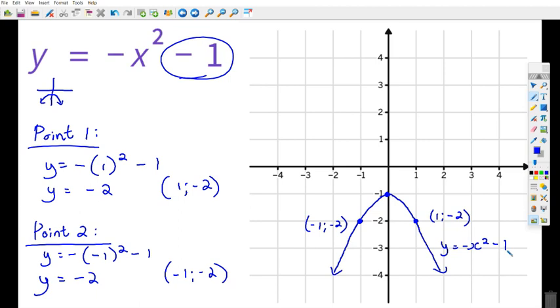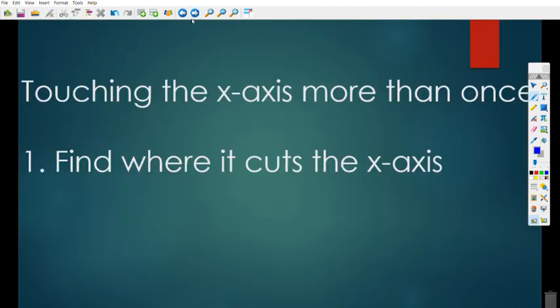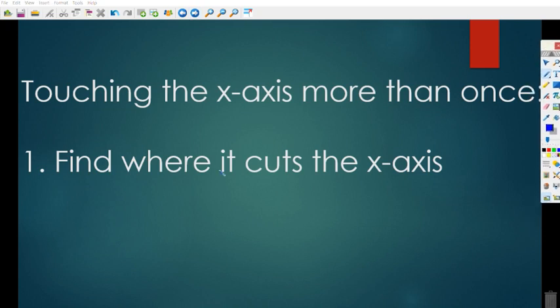So now let's deal with the cases. Let's draw the specific parabola where it's touching the x-axis twice. All these examples that we drew, we're only touching once or not at all. So that's when you're just pulling points out of the sky. So now, if we know that it's going to touch the x-axis twice, we need to go and find where it cuts the x-axis.